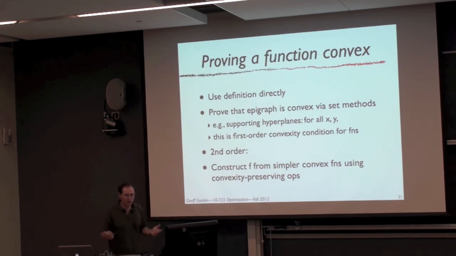All right, so you might be asked at some point to prove that a function is convex. If you were going to do that, you could use the definition directly, right? Look at the epigraph and show that it's convex, or use the definition, right? F of tx plus 1 minus ty has to be less than or equal to t f of x plus 1 minus t f of y.